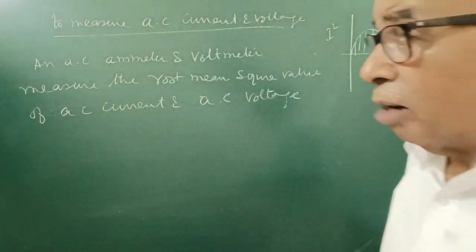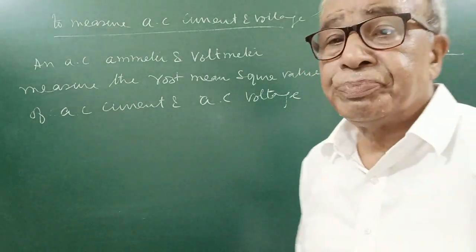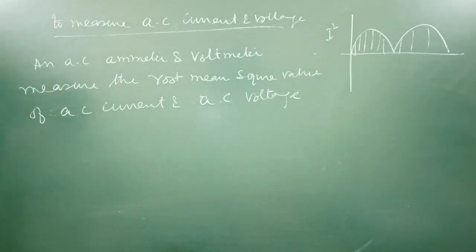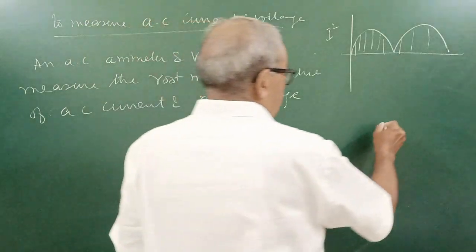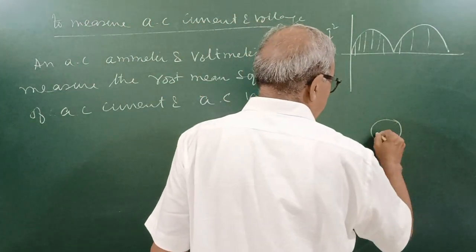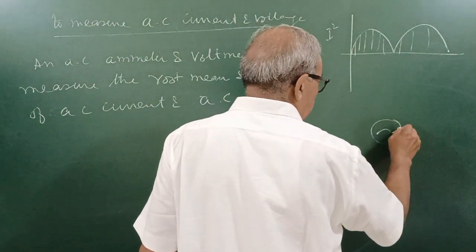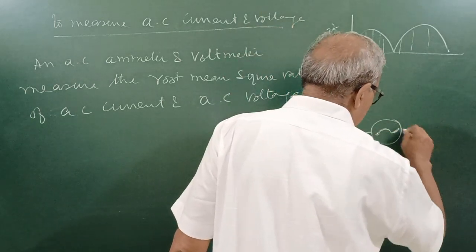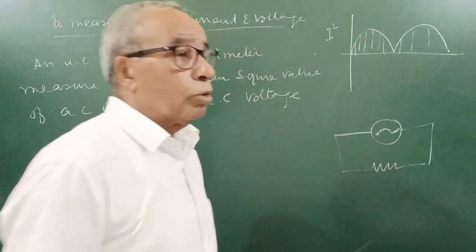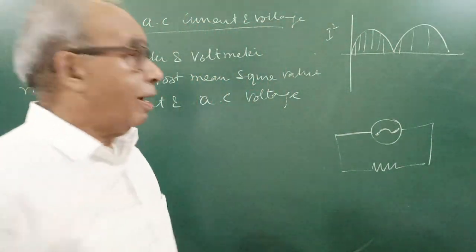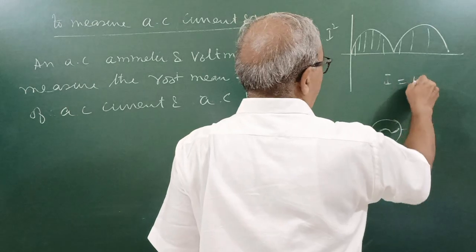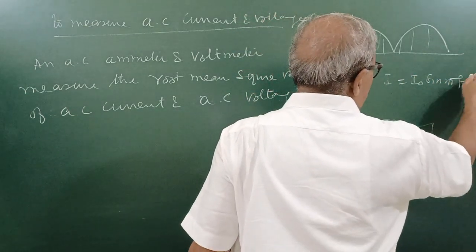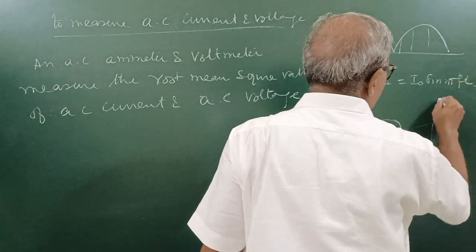In the coming video, I will be telling the definition of AC and its relation with peak value. But here I want to explain something. It is the symbol of an AC source. In India, we use a frequency of 50 Hz. In the US and UK, they use 60 Hz. I equal to I0 sine 2 pi f t. This f is 50 Hz, omega is 100 pi.